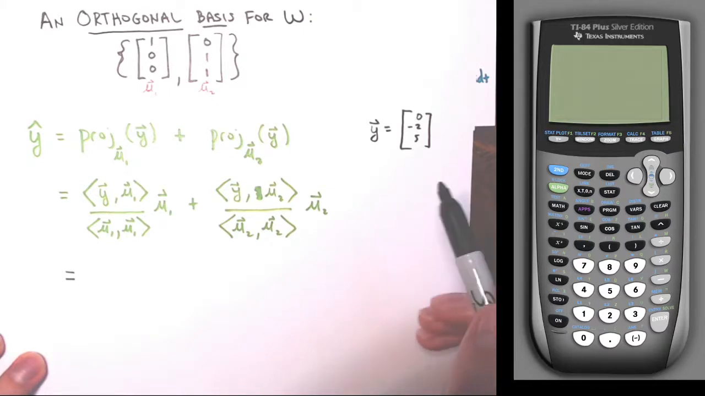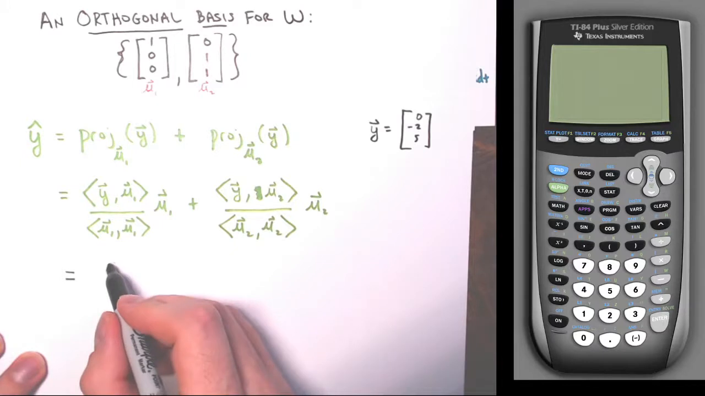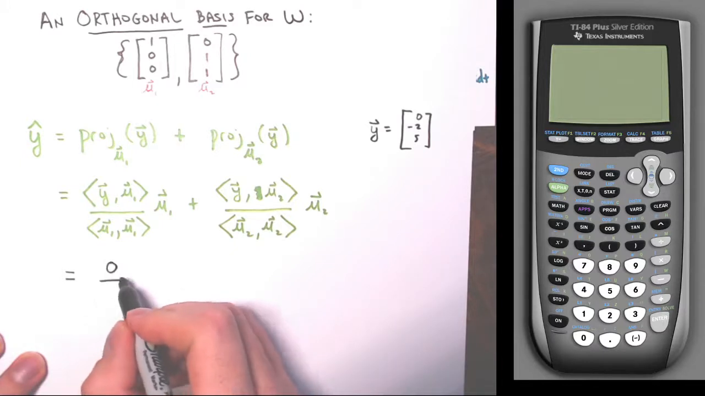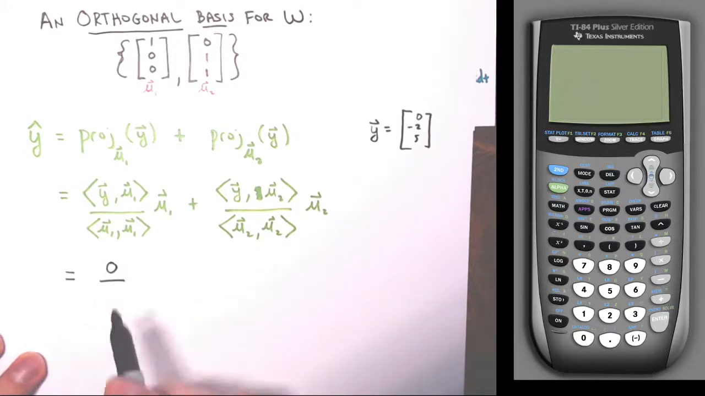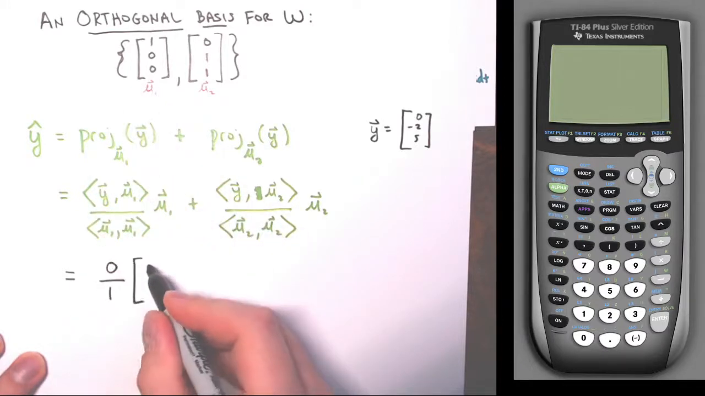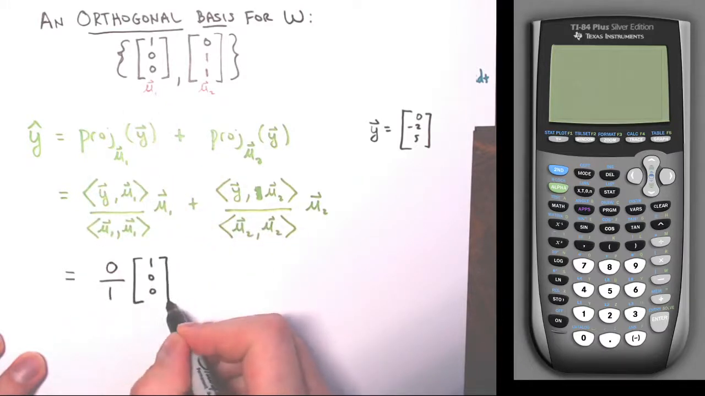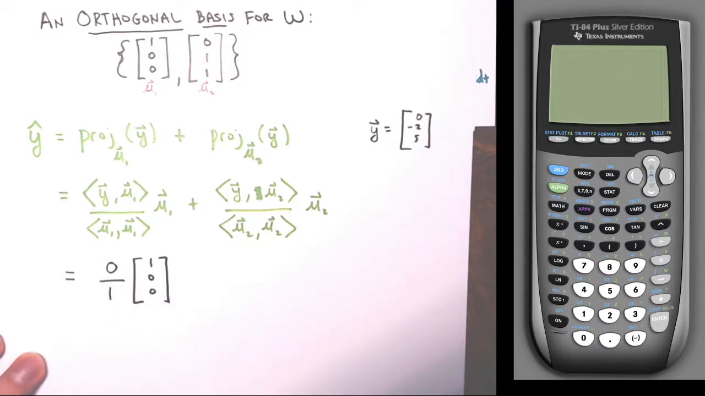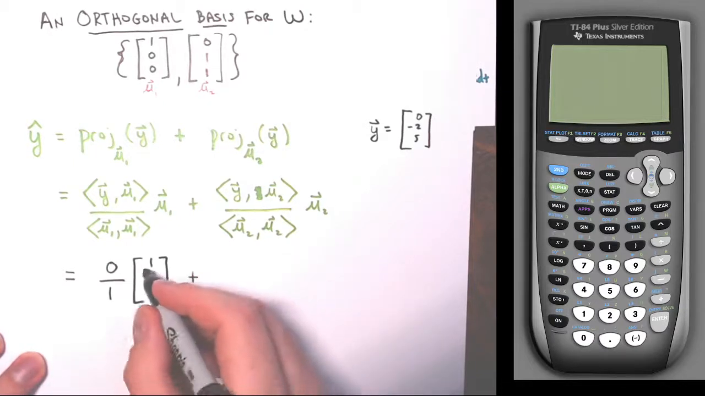That would just be 0. And it would just be 0. So it really doesn't matter what the denominator is. I mean, the inner product of U1 with U1 is 1 times 1 is 1, 0, 0. But the numerator is 0, so it doesn't really matter. Plus, this is going to be 0.